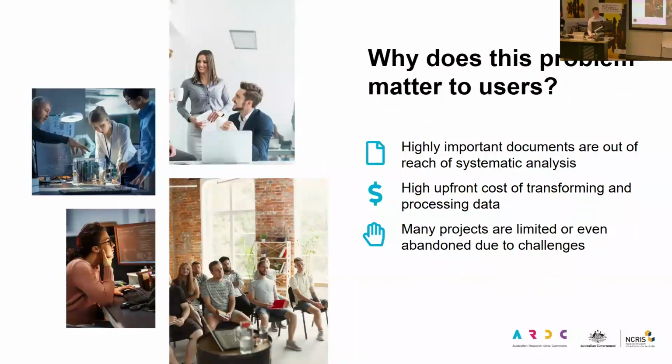So why does this problem matter to users? Well, because some of the most important public interest documents, those that provide transparency and accountability, are effectively out of reach for systematic analysis. They exist, but they're locked away in formats that are difficult to work with at scale. The cost of transforming and processing this data is often high, both in terms of time and technical effort. As a result, promising projects are frequently scaled back or even abandoned.